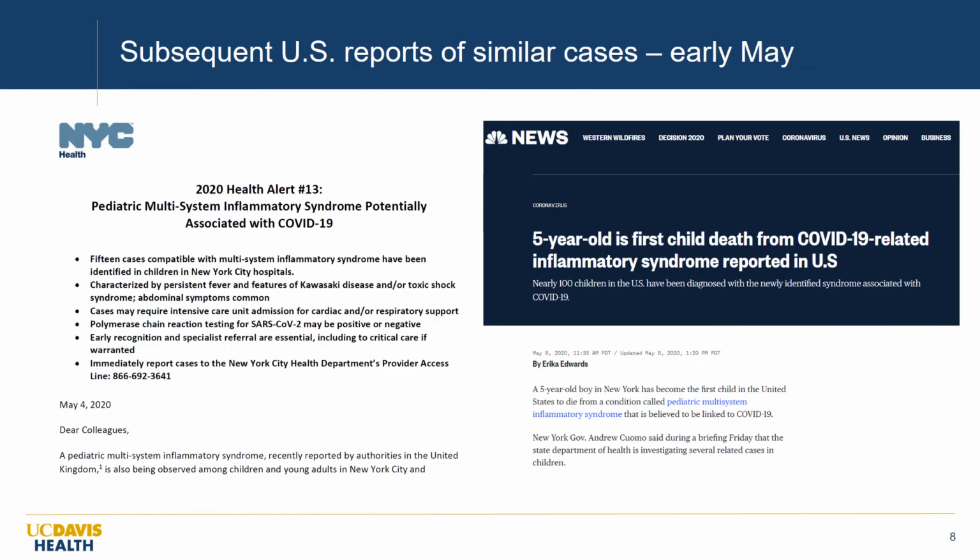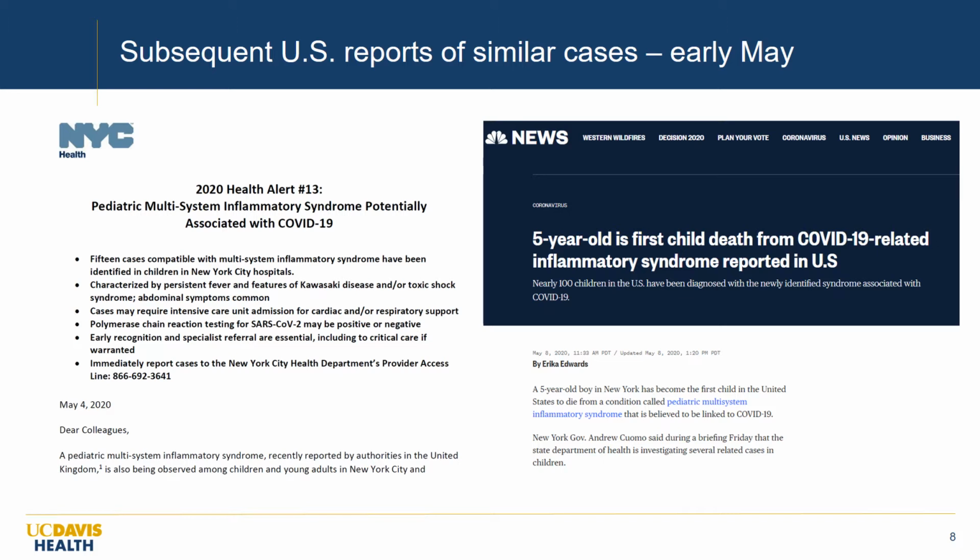And in early May, here in the United States, we also saw similar cases reported. So on the left, you can see one of the first health alerts that came out of New York City, where we know at that time there had been a large COVID outbreak, especially in April. And this report was on May 4th of this year. At that time, they described 15 cases that seemed to be compatible with this multisystem inflammatory syndrome, similar to the cases that had been described in Europe.